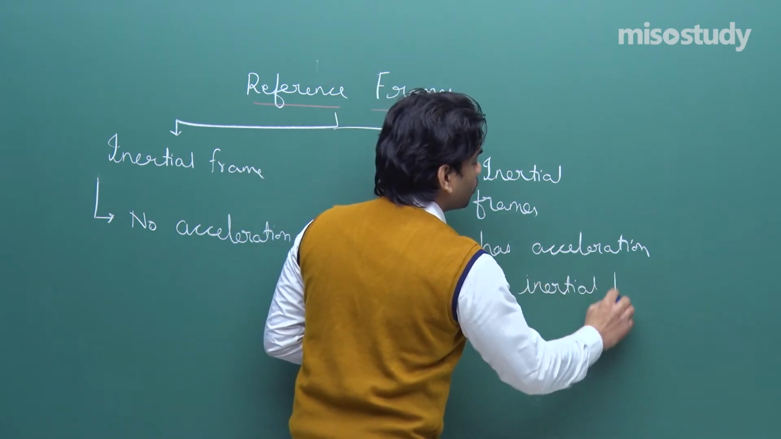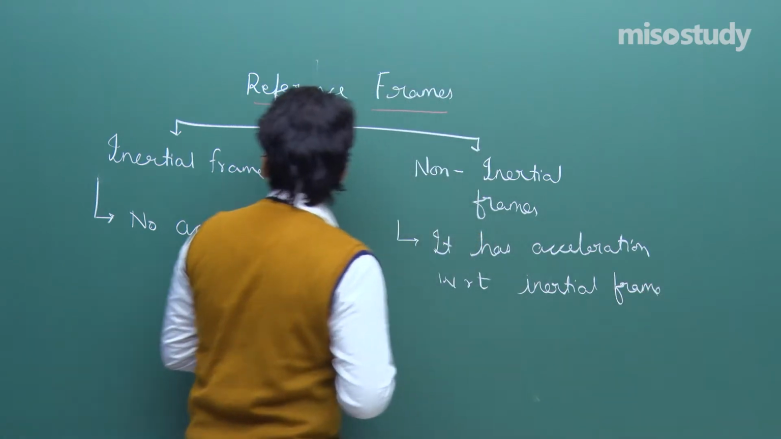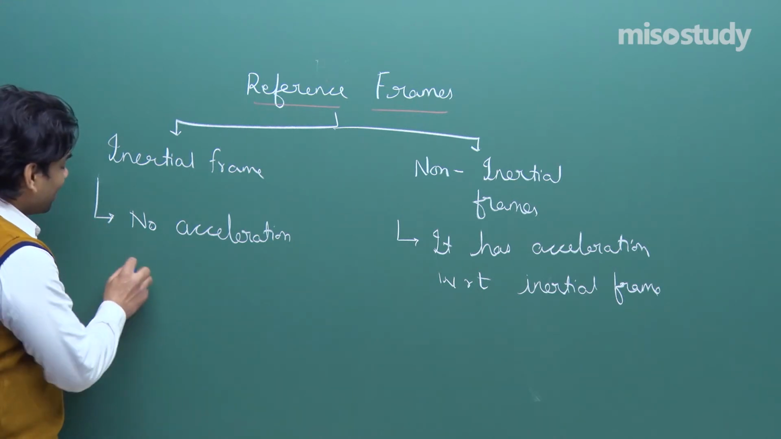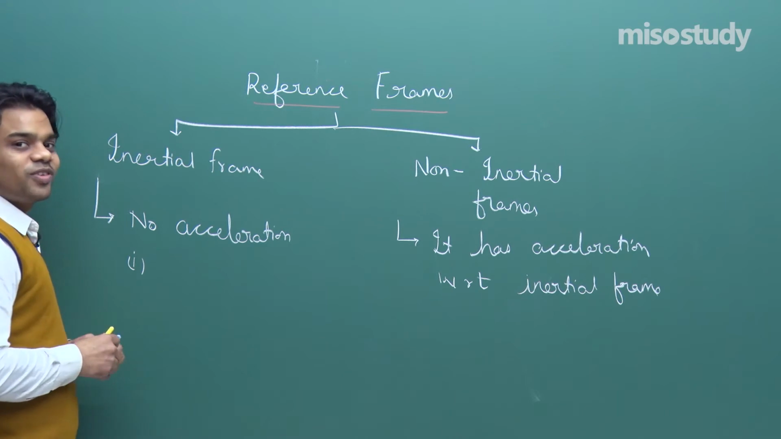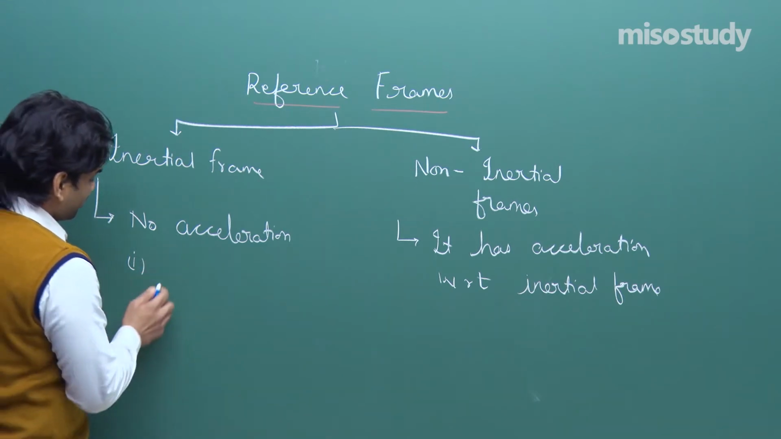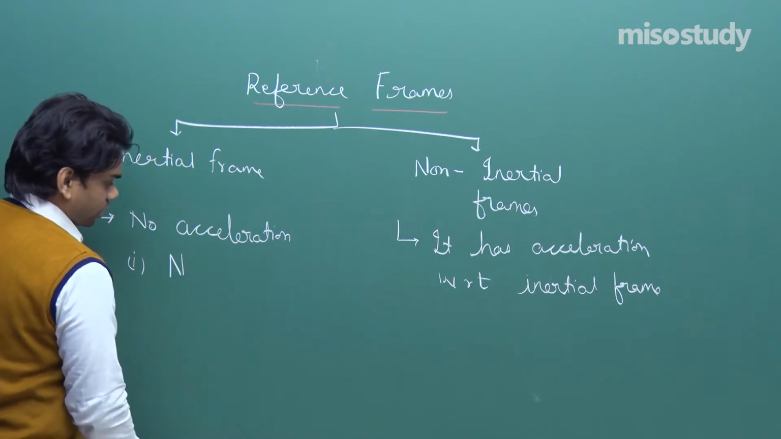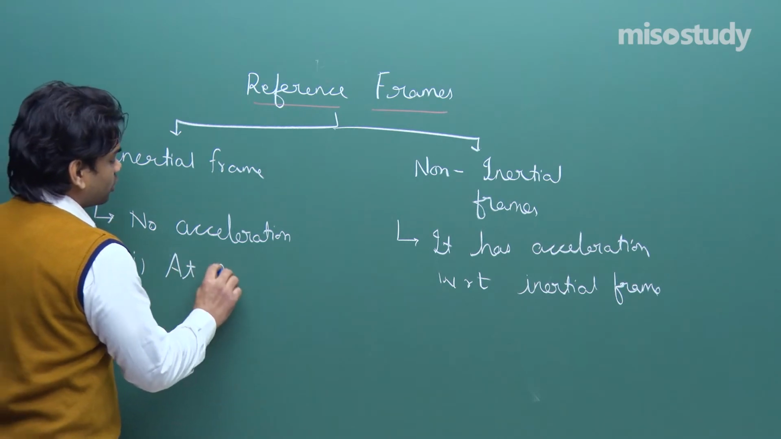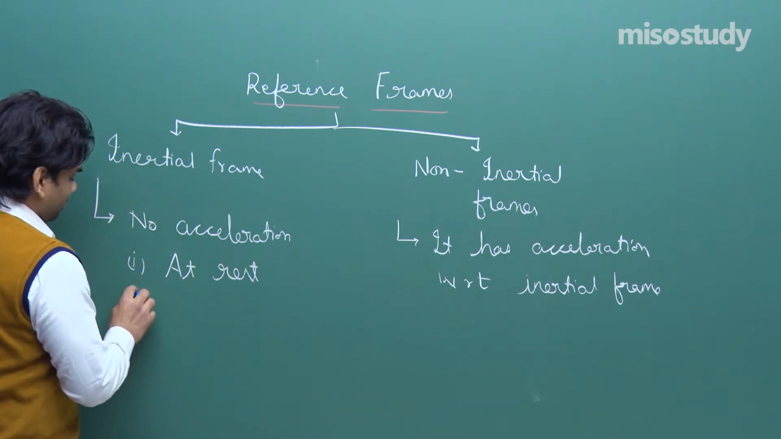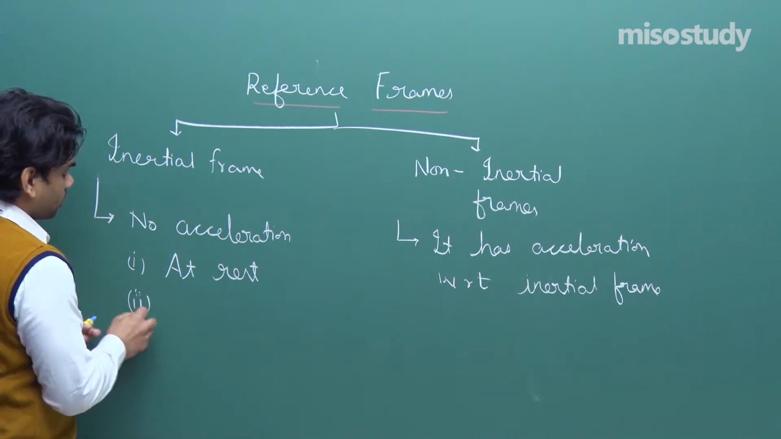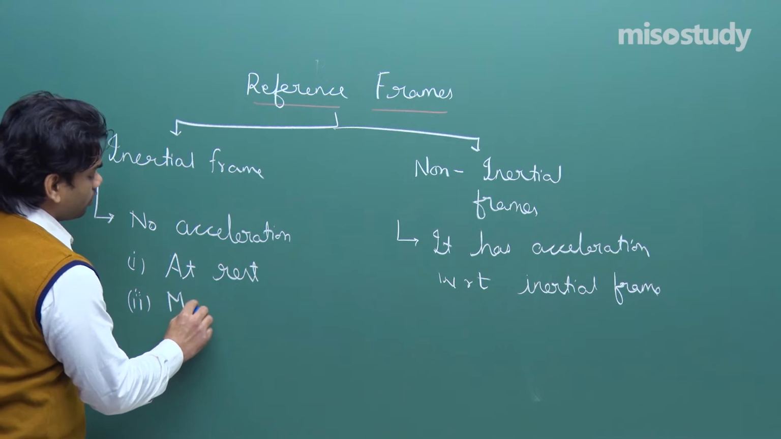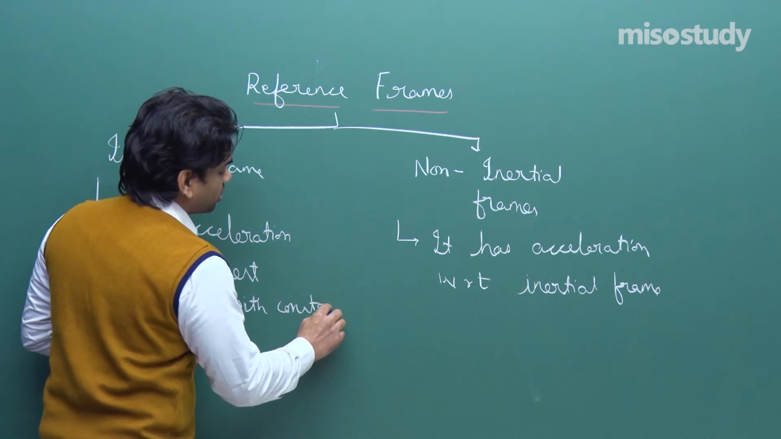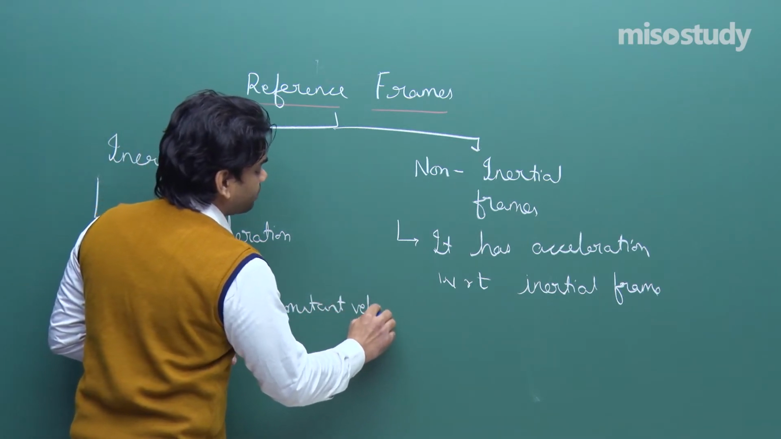Now, how to differentiate the two? As I told you, an inertial frame has no acceleration. When I say no acceleration, I mean either it has no motion, that means it should be at rest, or it should move with a fixed speed, or with constant velocity, that means no acceleration should be there.